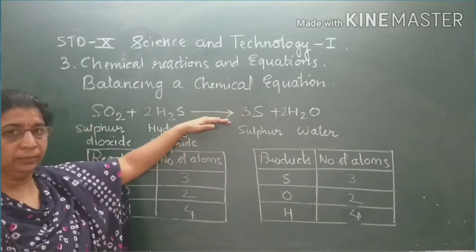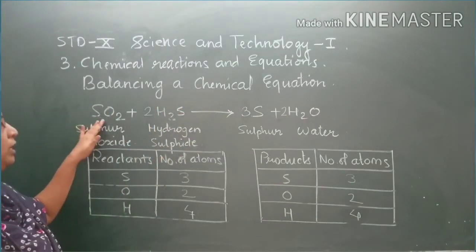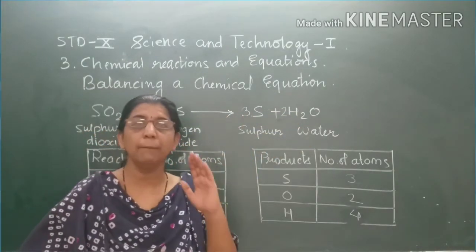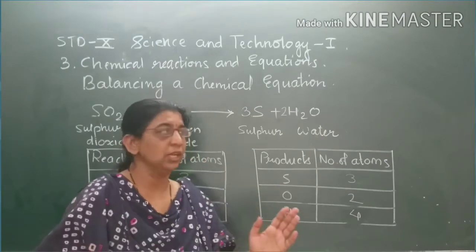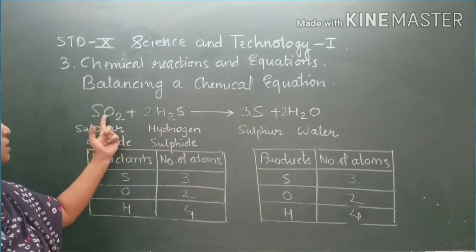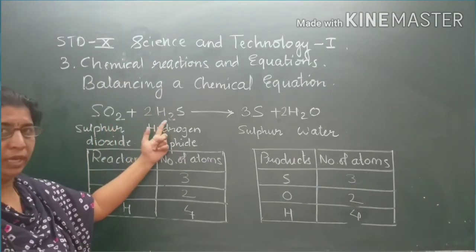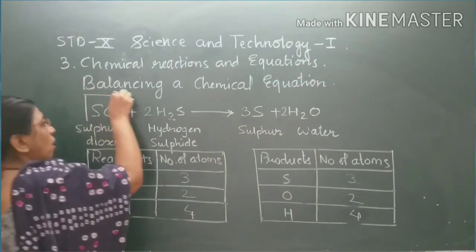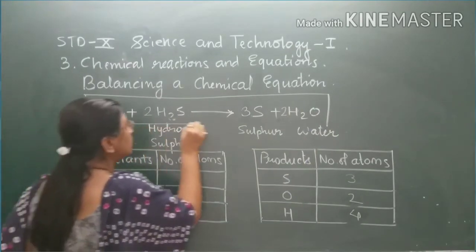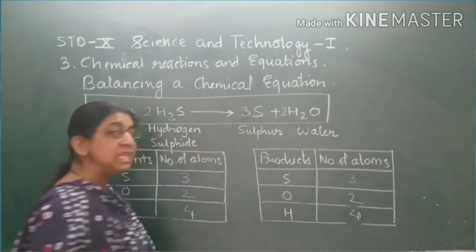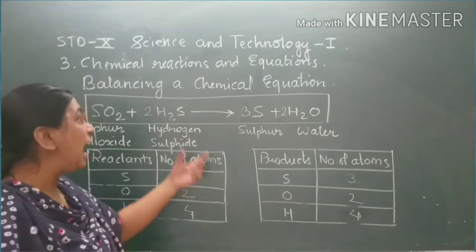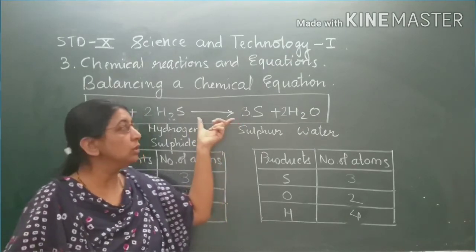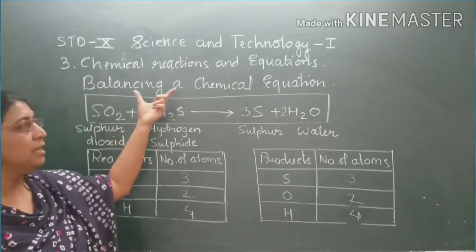Now let me come to the equation. The previous equation which I had written was only SO2 plus H2S gives S plus H2O. That was an unbalanced equation. To balance this equation, now we have a new equation, sulfur dioxide, that is SO2 plus 2H2S gives 3S plus 2H2O. Now this newly formed equation is the balanced chemical equation of the given chemical reaction, and this equation follows the law of conservation of mass. So these are the steps in balancing a chemical equation.